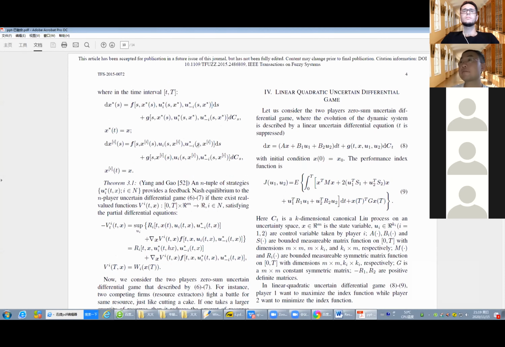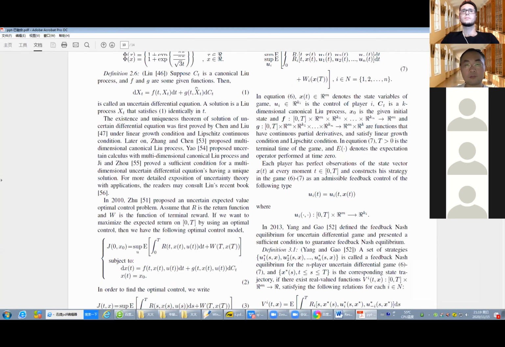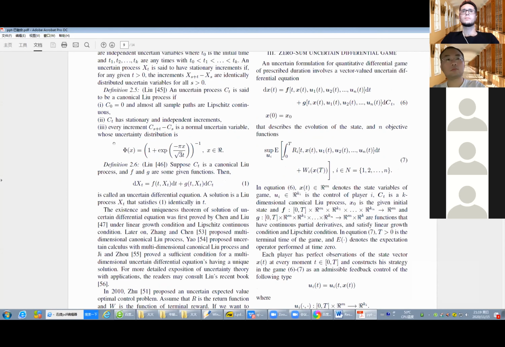The Liu process is said to be a Liu process if it satisfies the three points. This is different from the Wiener process. The main difference is the uncertain distribution. This is the main idea.